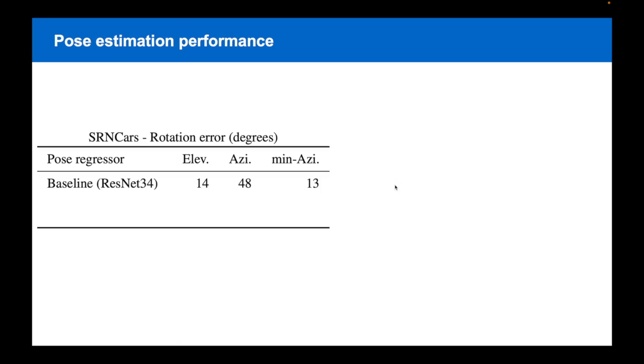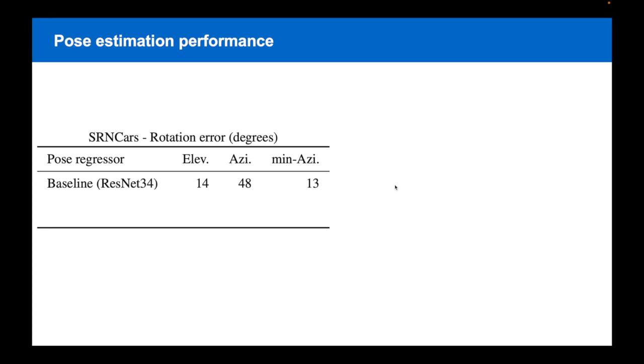Quantitatively, we evaluate pose estimation performance against a fully supervised baseline. This is a ResNet 34 network, and we measure the error in elevation and azimuth. For the SRN Cars dataset, the azimuth error is rather large, and this is because of the front and back-facing confusion. To show that this is the case, we also measure the min azimuth error, which is produced by computing the error of the predicted pose and also the error of a 180-degree rotation of the predicted pose around the vertical axis, and then recording the minimum. This large drop in error indicates front and back-facing confusion is the main cause.